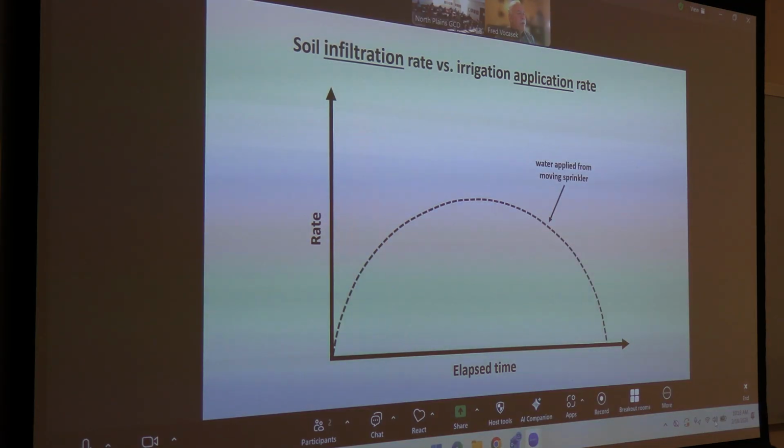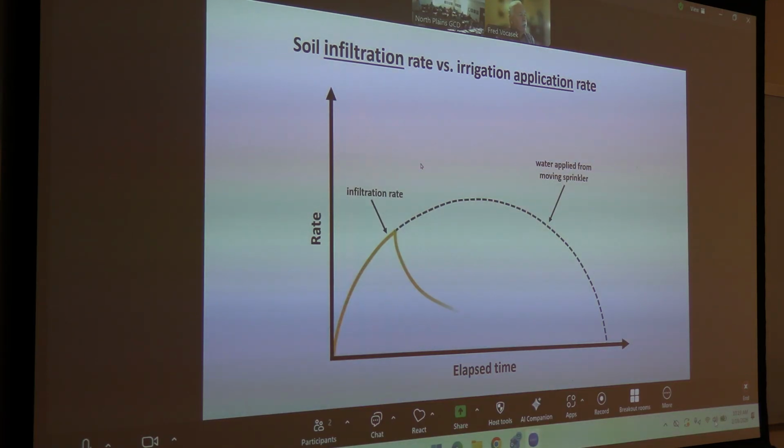So here's an example, just a simple diagram of infiltration rate and irrigation application rate using a center pivot. If we set a rain gauge here, when that sprinkler first hits the rain gauge, we'd see it fill up, reach about the halfway point, and then over time the rate would drop off. By the time we're done, we put on our inch or whatever of irrigation, but it's over this time.